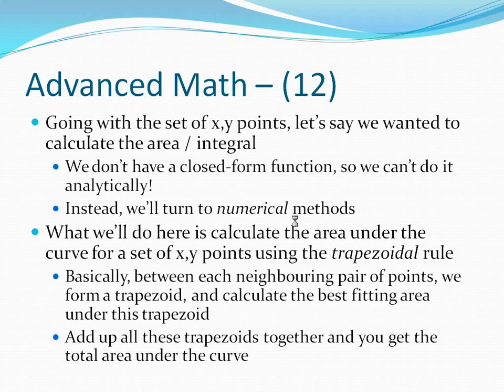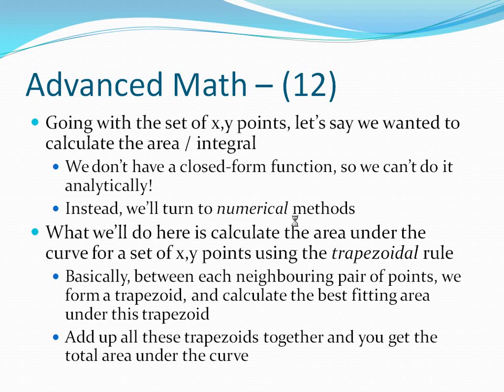So you have a set of x and y points and you want to calculate the area underneath the curve. How you do that is between each pair of neighboring points you form a trapezoid and you calculate the area under this trapezoid. And then if you want to find the total area under the curve, you just add up all the trapezoids together and that's what you get. You get the total area under the curve that way.